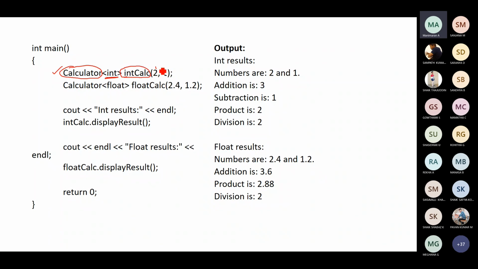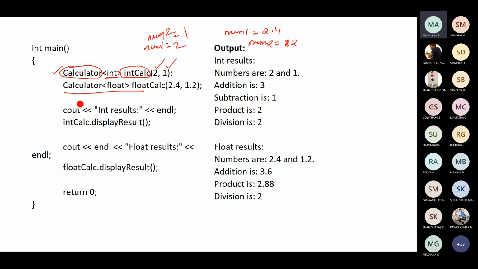So int calc, here we are passing two values. One is 2, another one is 1. So num1 will be assigned 2, and then num2 will be assigned 1. Similarly, we are going to create another object for passing float values, float calc. Similarly here, num1 will be assigned 2.4, and then the num2 member variable is assigned 1.2. This is the constructor. Okay, while creating the object, the constructor is invoked. Already we have defined the constructor with two arguments using the template argument type.